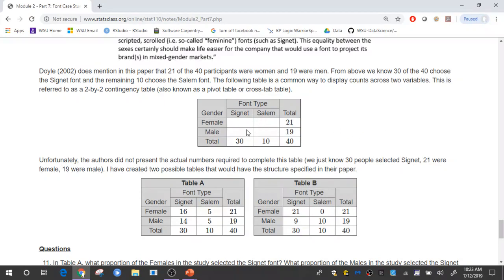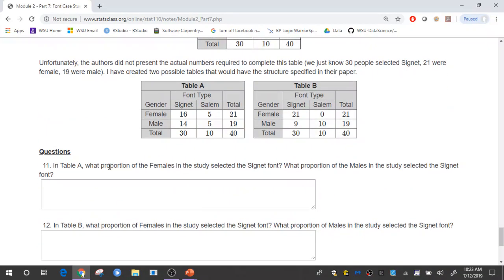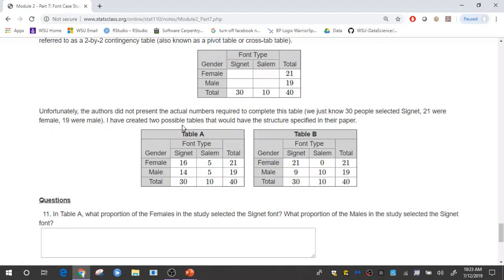Now, unfortunately, they didn't give me enough information to fill in how many females picked the Signet font or how many females picked the Salem font, and likewise for the males. So what I did here is just created two possible tables that would have that structure specified up above. In Table A, you can see that the numbers that I put in here were 16 and 5 for the females, and for the males were 14 and 5.